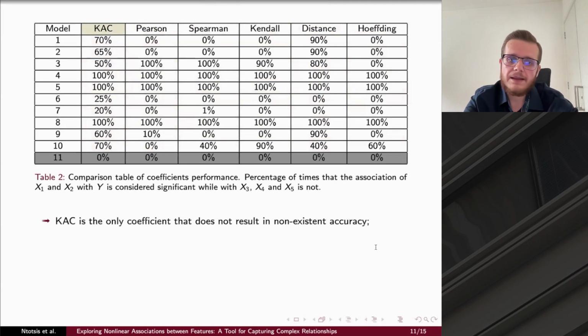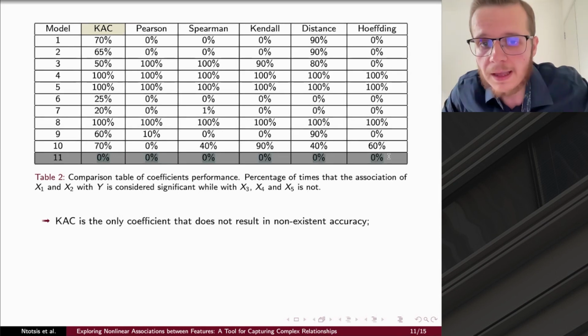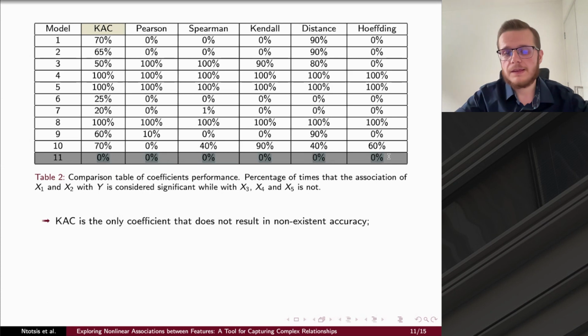Now, here we have the same table, but for the rest of the analysis, we will exclude the last model, the last scenario, where, as we can see, all coefficients failed to work, basically. As you can imagine, this scenario was a little more complicated, and that's why all the measures failed to work.